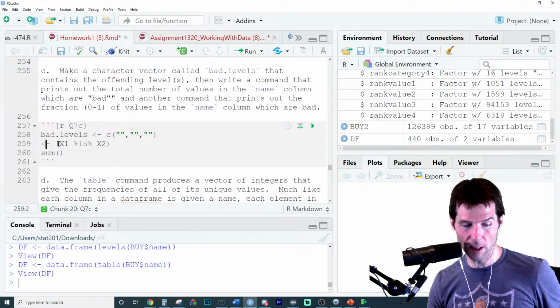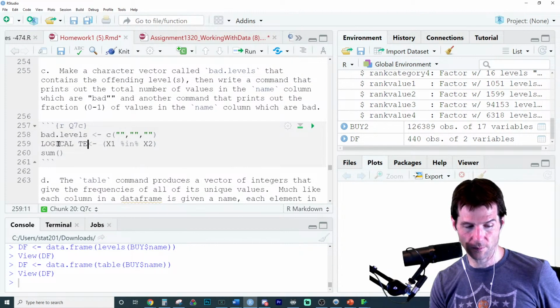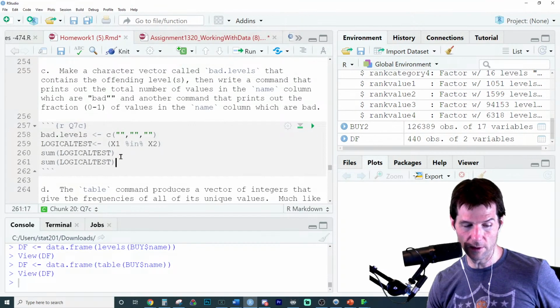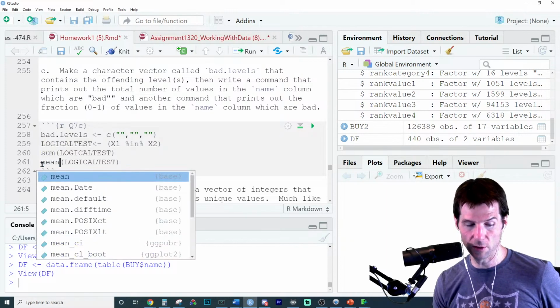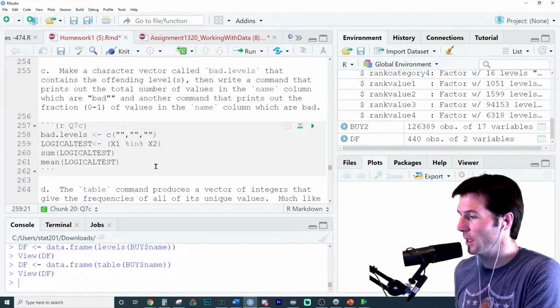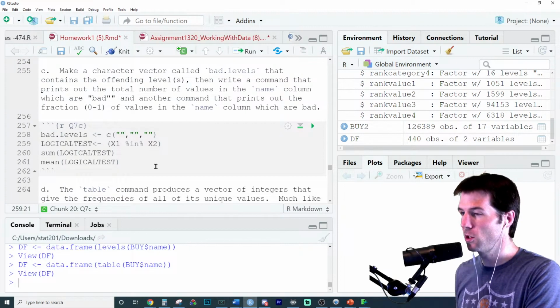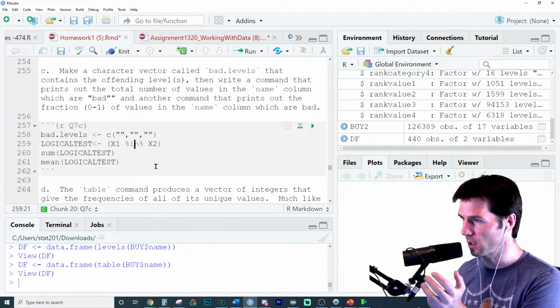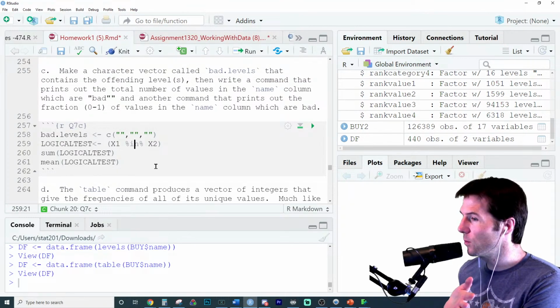So you could store the logical test into something. We don't want spaces. And then you could do the sum of the logical test, and you could do the mean of the logical test. I'm just kind of doing it in 2 steps right here to create a logical test and then take the sum of it. So you want to see what percent of these notebooks have this bad name, or multiple bad names.